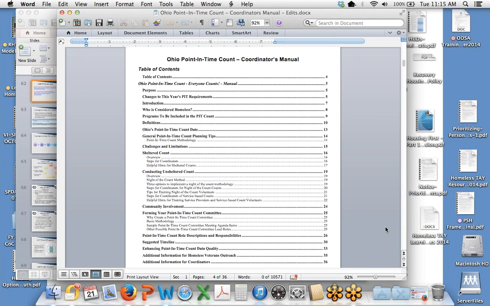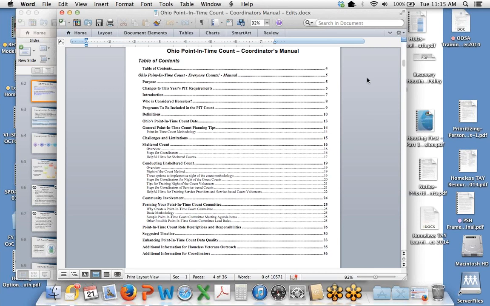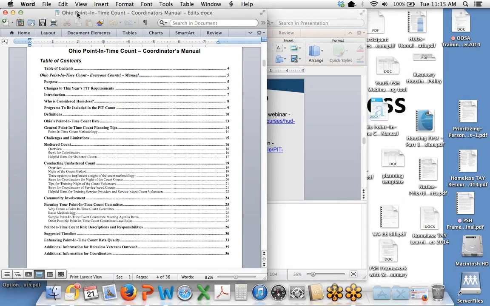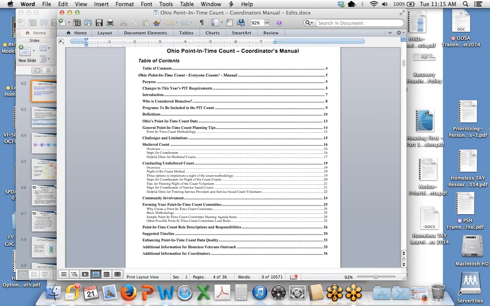As I mentioned earlier, this is a document that we've been working on the last several years to be able to provide, for lack of a better term, almost like a point-in-time count in a box for you. It walks through all those areas as far as changes in the count, things that you need to do differently this year compared to past years.